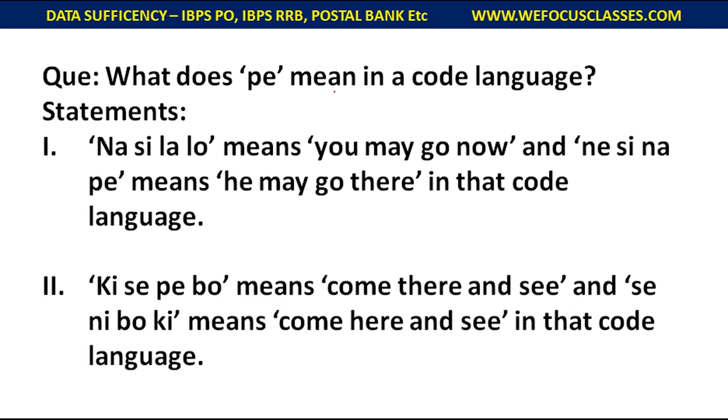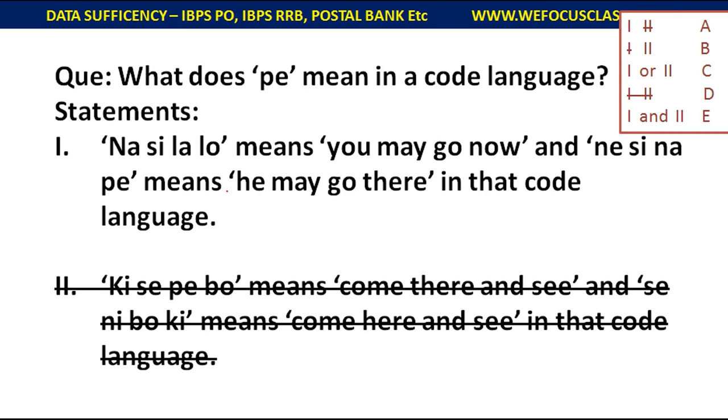What does P mean in a code language? And you are given the 2 statements. So in order to do this problem, we start with the first statement. Whenever we are looking at the first statement, we ignore the second statement. Now this is the problem. So our intention is finding the value of P, so finding the meaning of P.